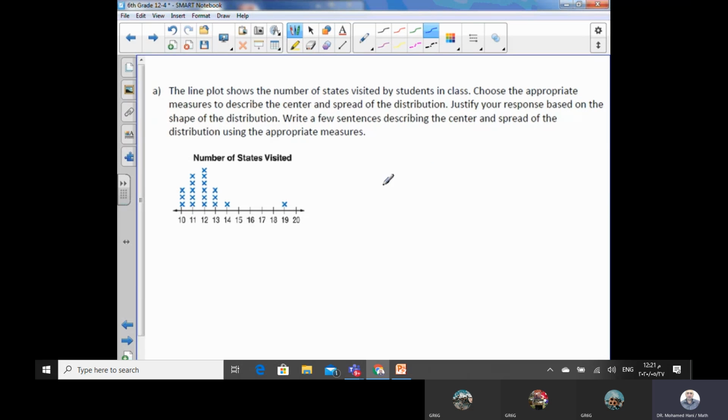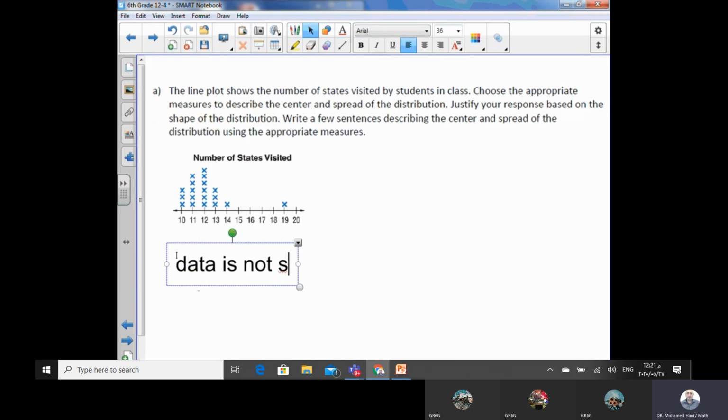So the first thing we need to figure out is, is it symmetric? If I draw a vertical line anywhere on this graph, it will not be the same. So this is not symmetric. So let's write that down. Data is not symmetric.